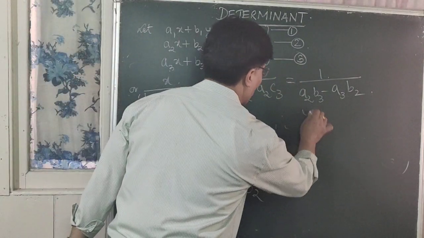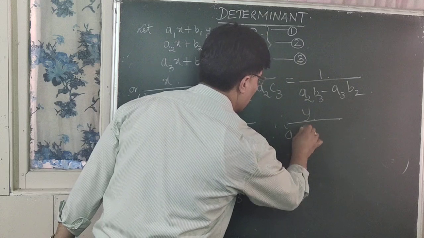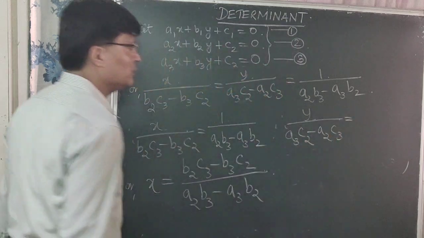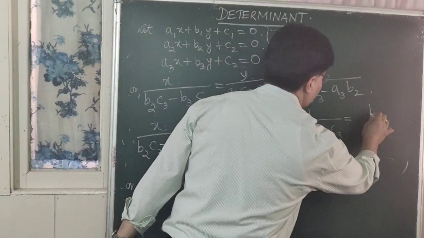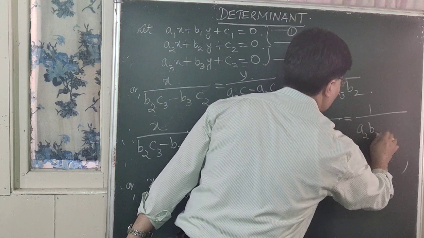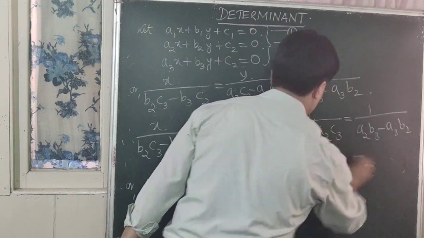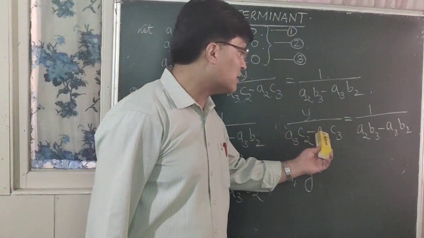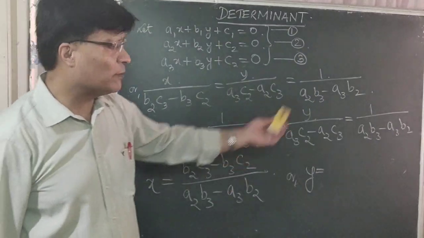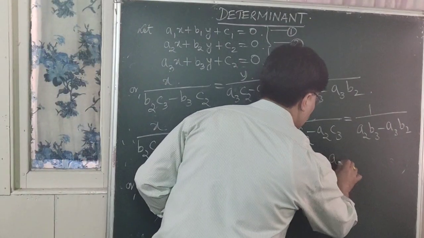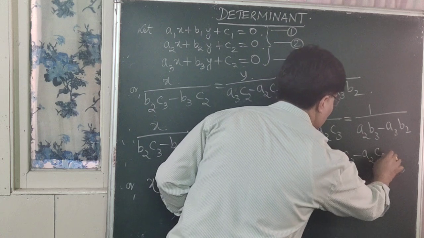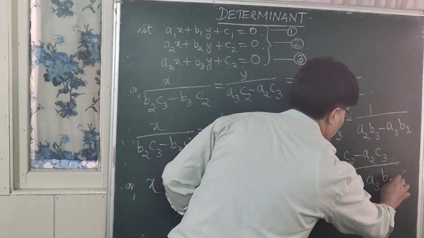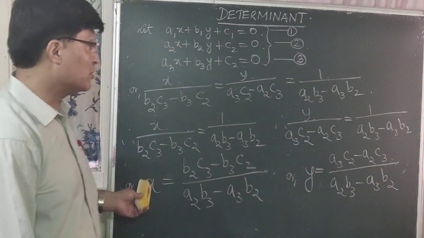So therefore y upon A3C2 minus A2C3 is equal to 1 upon A2B3 minus A3B2. Here also you can get the value for y. How can we get the value for y? Now A3C2 minus A2C3 should be cross multiplied by 1. So what do we get on the right hand side? A3C2 minus A2C3 all divided by A2B3 minus A3B2. So these are the values of x and y.